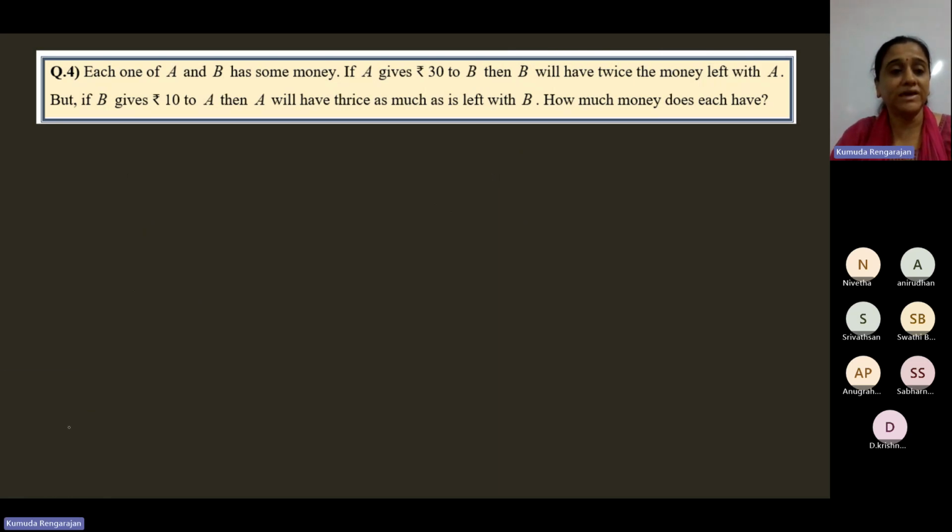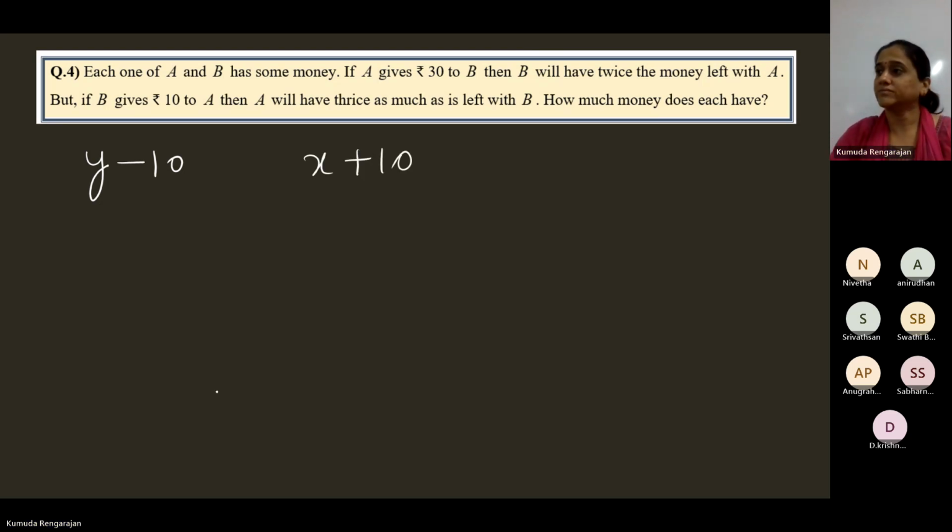But if B gives, B is Y, meaning B has Y rupees. If he gives 10, then B will have this one and A will have this, because A has X and B has Y. If B gives 10 rupees to A, so B has Y, he gives, so minus 10. And A has X, he is receiving, so plus 10, X plus 10. Okay.